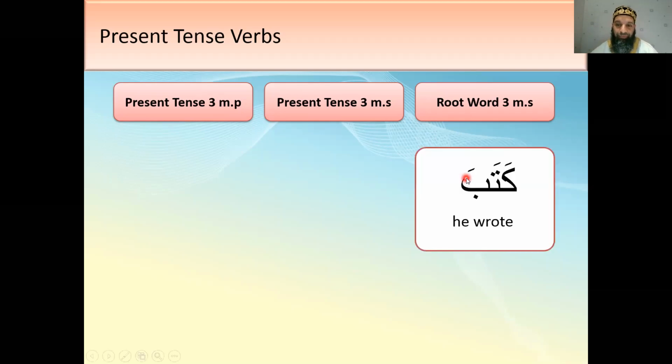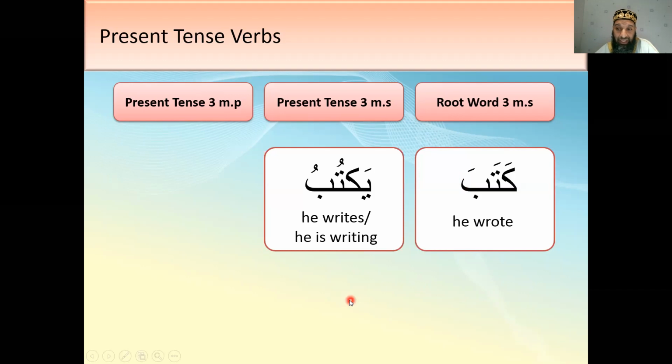Right. So kataba. What tense is kataba, please? Anybody? It's obvious, but just asking. Okay, good. Past tense. Kataba means he wrote. So the present tense is yaktubu.